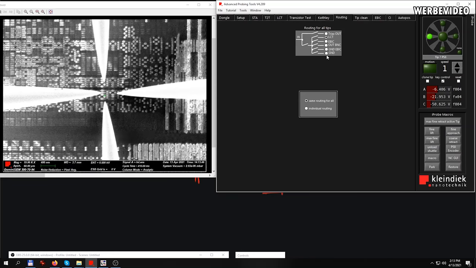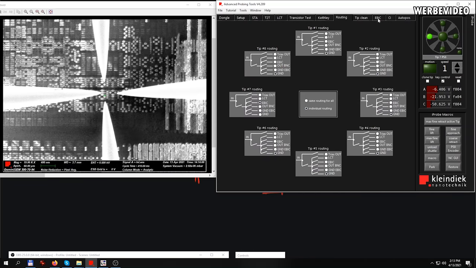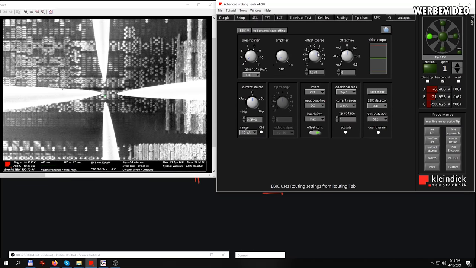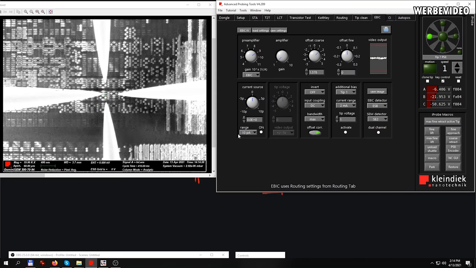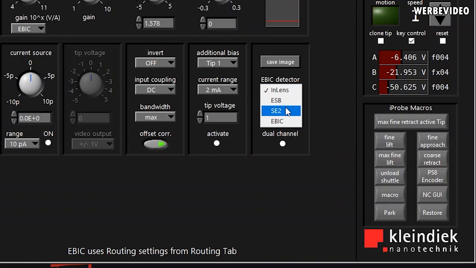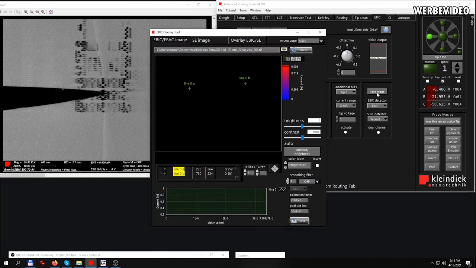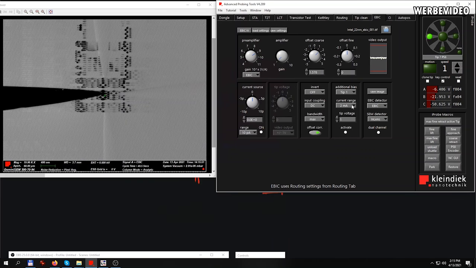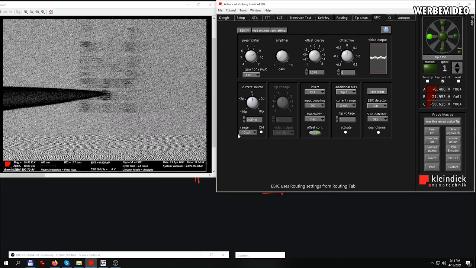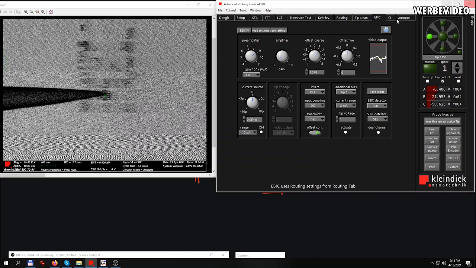In this test, we're using only a single needle because we want to attach the needle to a certain point and then see which of the other parts around it are connected to that individual point. But first of all, we have to switch the detector from secondary electrons to EBIC, and then you can already see on the left side how the image changes, and you can already get an impression from the darker areas which parts are connected.